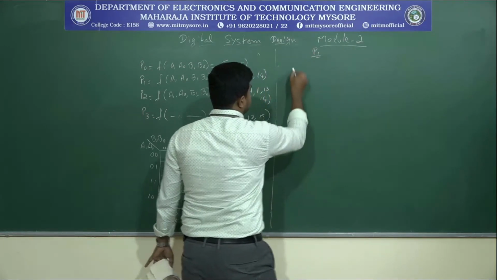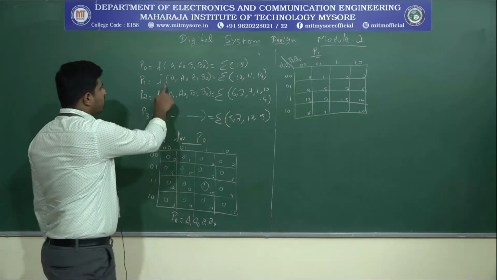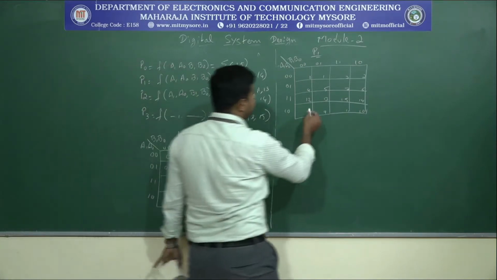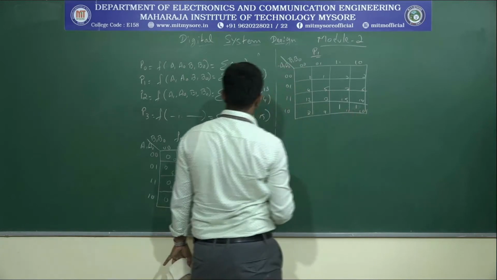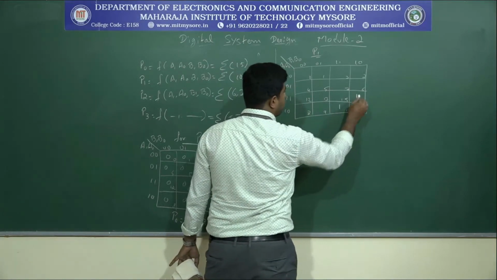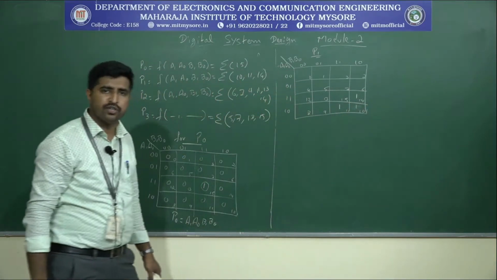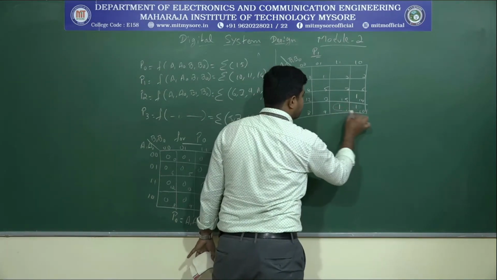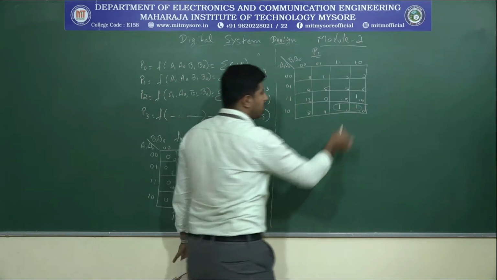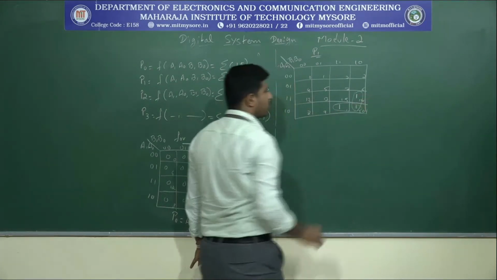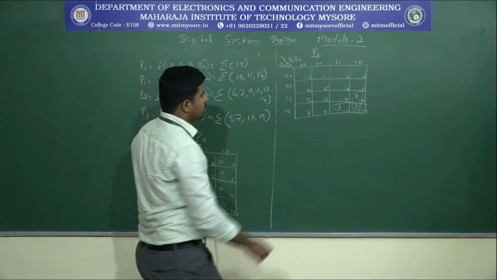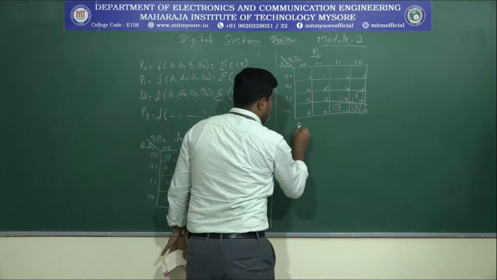For P1, let us write the K map for the function P1. So, 10, 11 and 14 are 1 and the remaining are 0. Okay. So, let us group this. What are the possible groups? These two can be one group and these two are one more group, right. These are the only possible groups we can do. So, let us write the equation for P1.